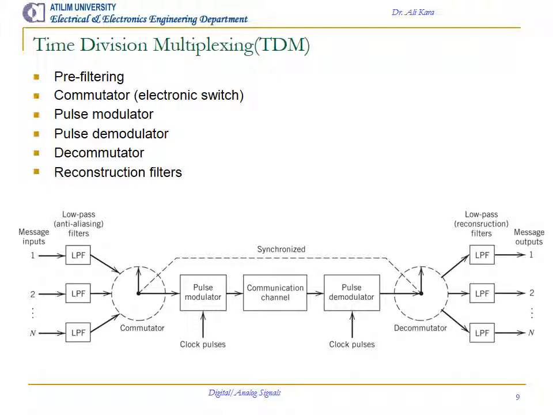Although the idea is simple, there are several concerns about multiplexing schemes. They include effective resource usage, bandwidth and energy, overall throughput, fairness, etc. Time division multiplexing, TDM, consists of the following: pre-filtering, commutator, electronic switch, pulse modulator, pulse demodulator, decommutator, and reconstruction filters.